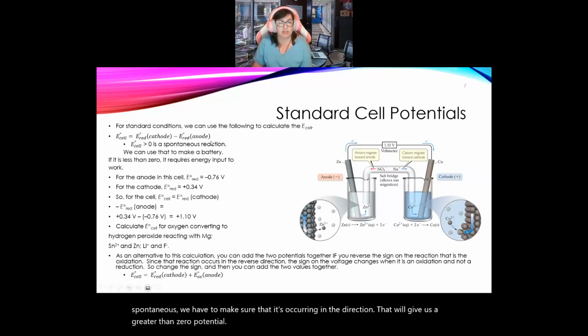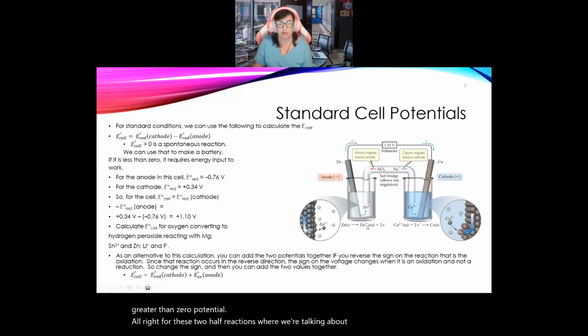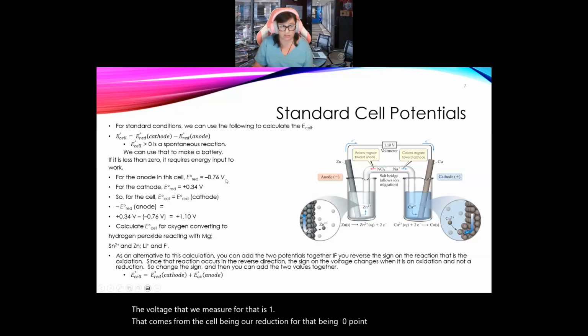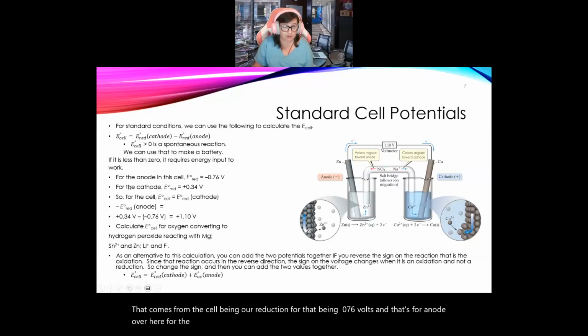All right. For these two half reactions, where we're talking about Zn solid going to Zn2+ plus 2 electrons, and Cu2+ plus 2 electrons going to Cu, the voltage that we measure for that is 1.10 volts. Okay. That comes from the anode in this cell, the E naught reduction for that being negative 0.76 volts. And that's for our anode over here for the zinc. And for the cathode, the E naught reduction is 0.34 volts. So that's for our copper over here.